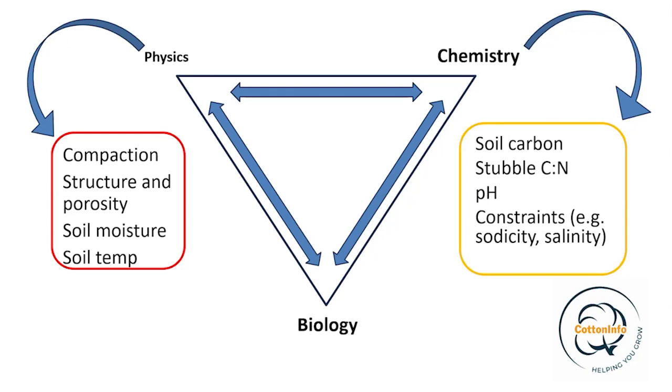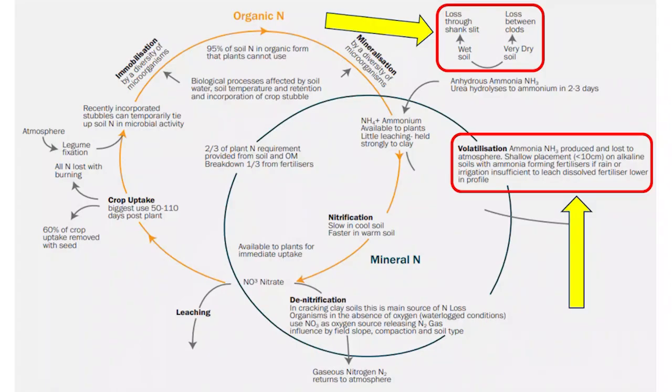Soil pH can be hard to influence in a lot of our farming systems because we're on a lot of really alkaline clays for a fair bit of our cotton industry, but it is something that influences our microbial activity. And so too do soil constraints like sodicity and salinity. So I guess that's talking a bit about how the microbes are driving our nitrogen availability.